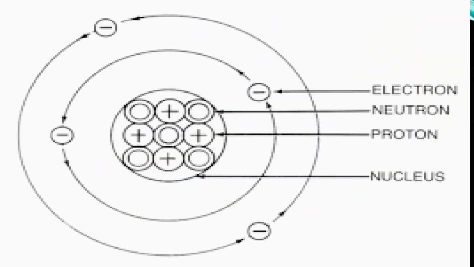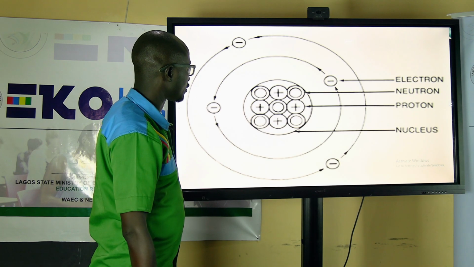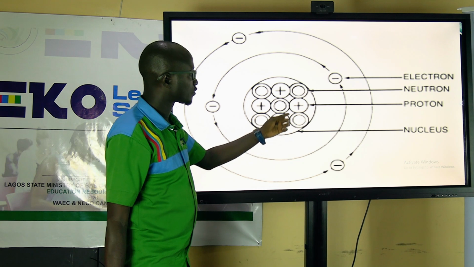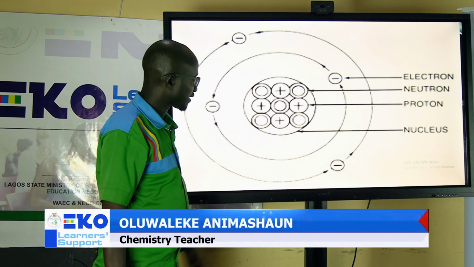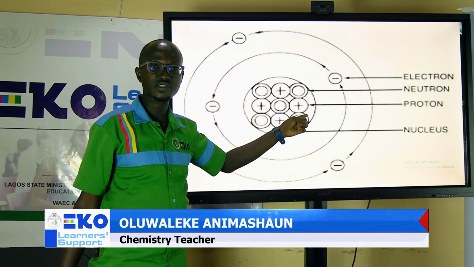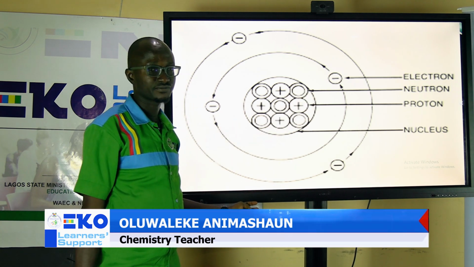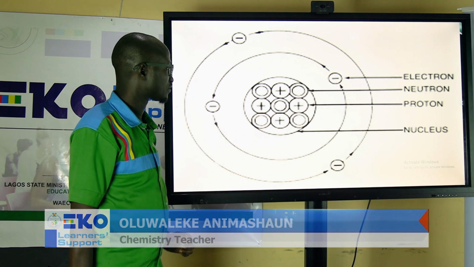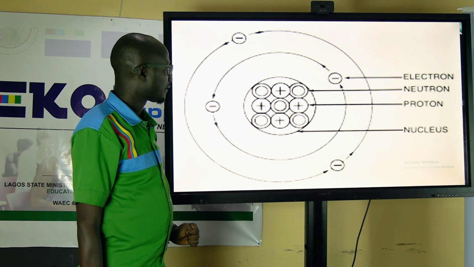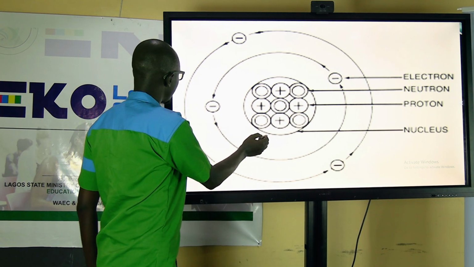This is a diagram of the atom, where you have the electron, the neutron, the proton, and the nucleus. The nucleus houses both the proton and the neutron. As you can see, the proton is positively charged, while the neutron has no charge. So that is the diagram of the atom.